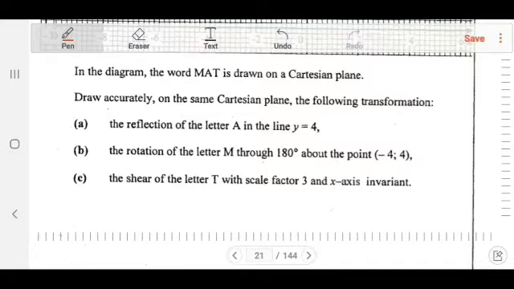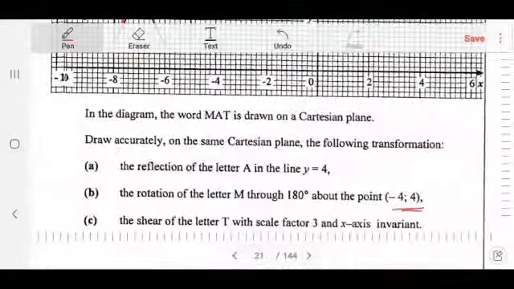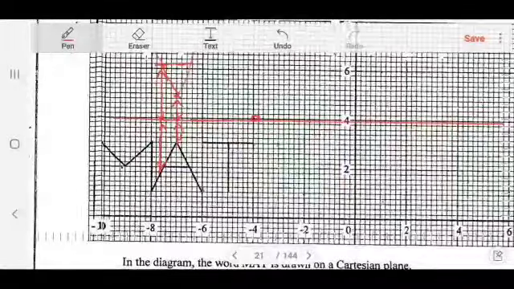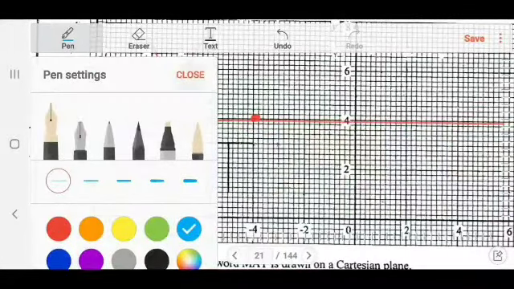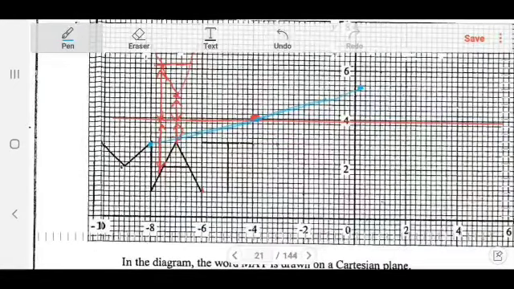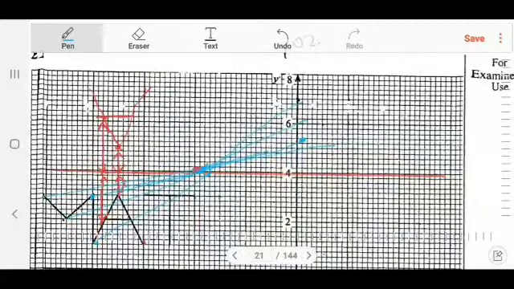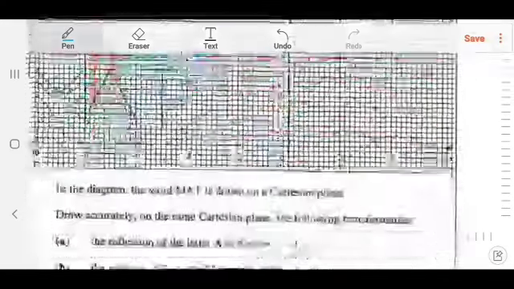Then a rotation of letter M through 180 about this point, negative 4, 4. Which one? Negative 4, 4 about this point. Okay. So what you do when doing rotation of 180, just like this, draw a line like this, then take this distance, and you need the same distance here for M. Then you also do for this one, same distance for this one, then for this one. Then you measure the distances. These distances are supposed to be equal so that you can actually draw your M on the other side. I'm pretty sure that one is not that hard though.